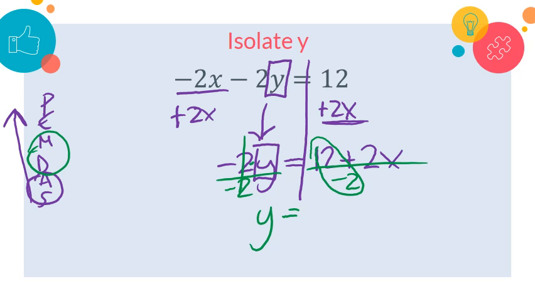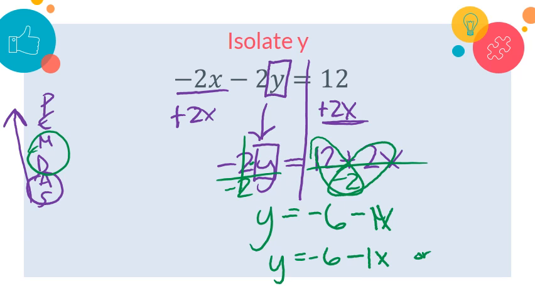12 divided by negative 2 is negative 6. 2 divided by negative 2 is negative 1. So I have a negative 6 and a negative 1x. Or you'll notice that I flip them around. I put the negative 1x first and then the negative 6. Either way works.